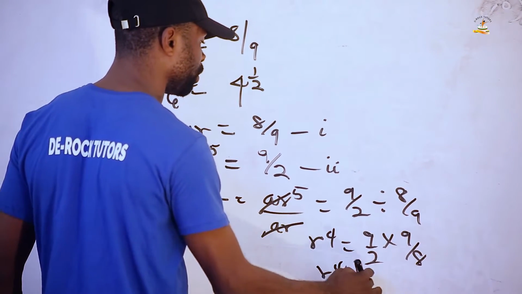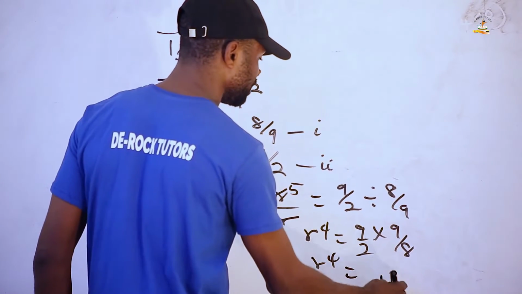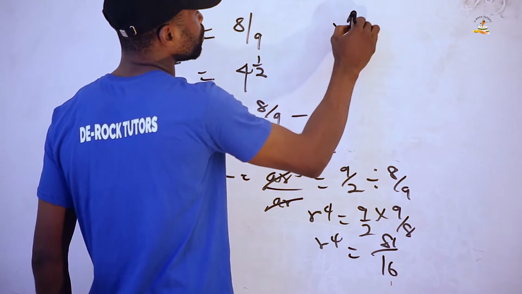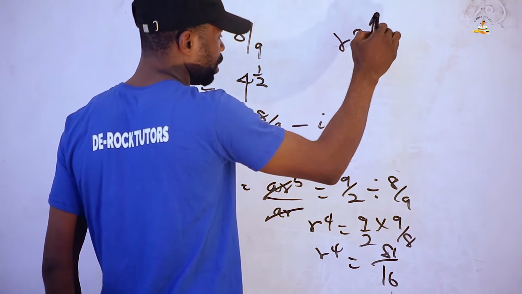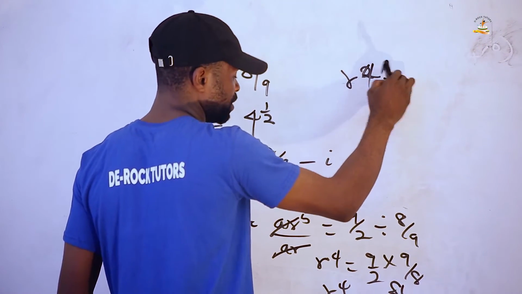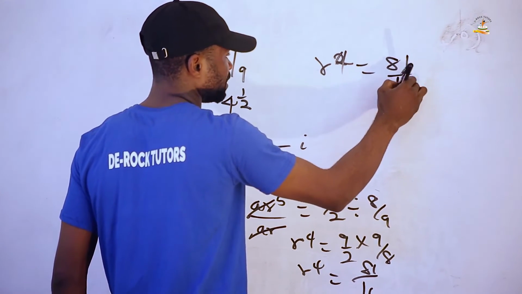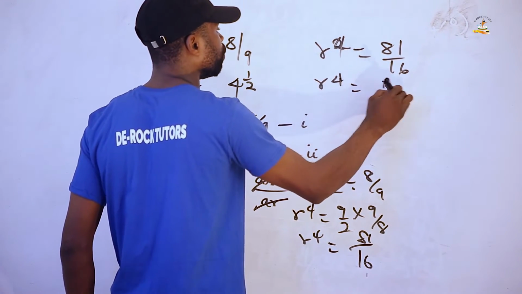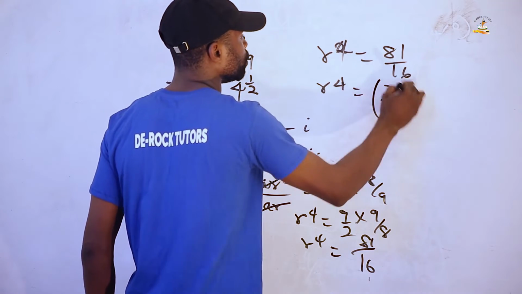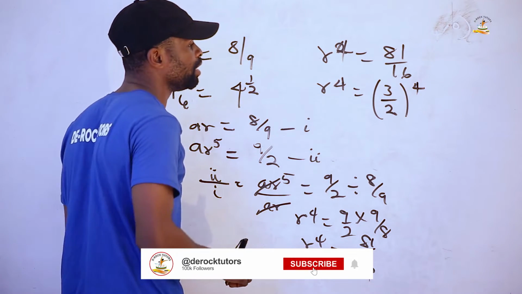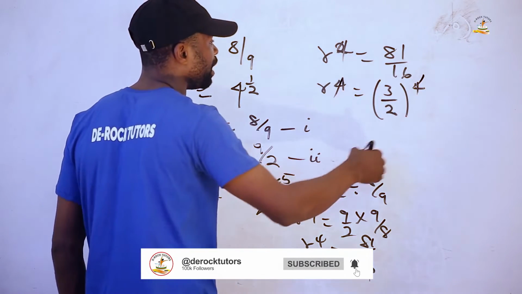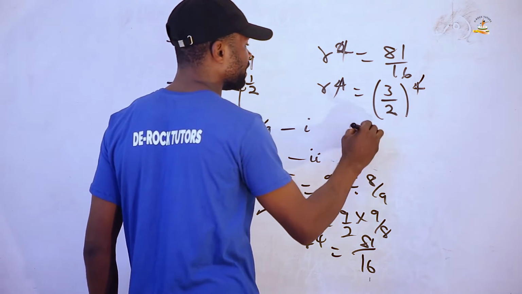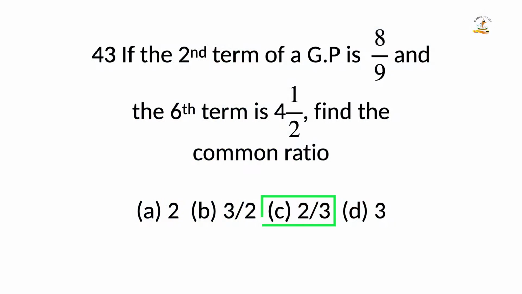So R raised to power 4 is equal to 81 over 16. We put it as 3 over 2 raised to power 4. Therefore, since they have the same power, the bases must also be equal. So we are now saying that R is equal to 3 over 2.